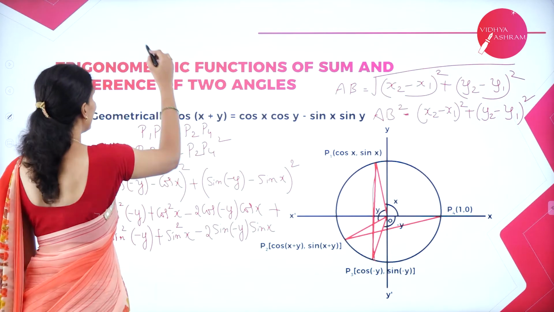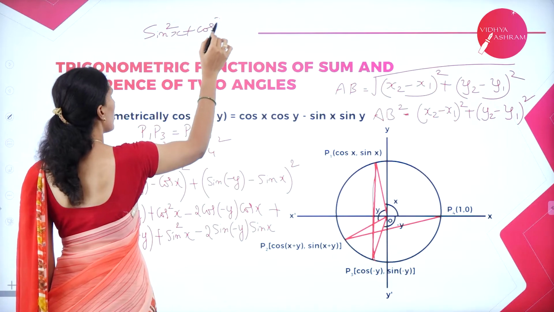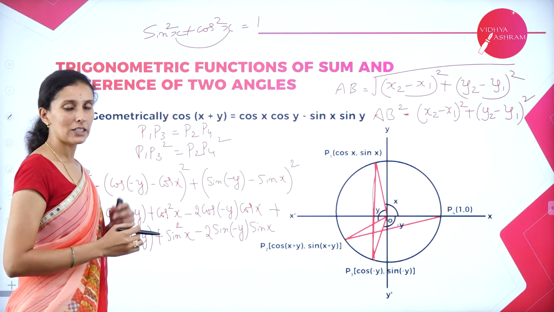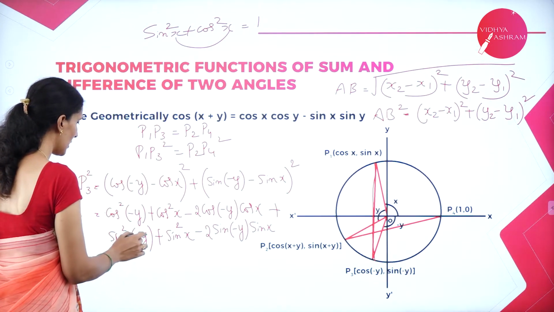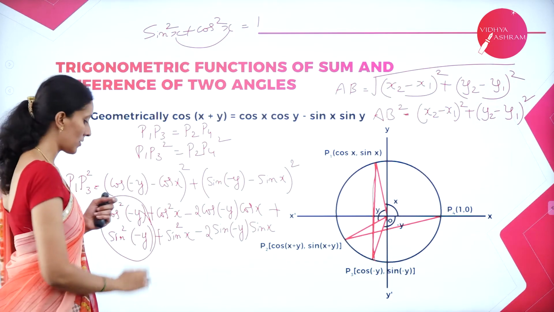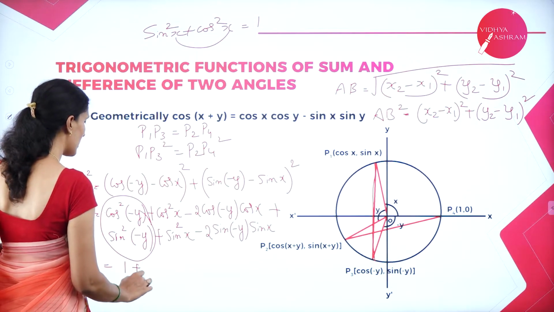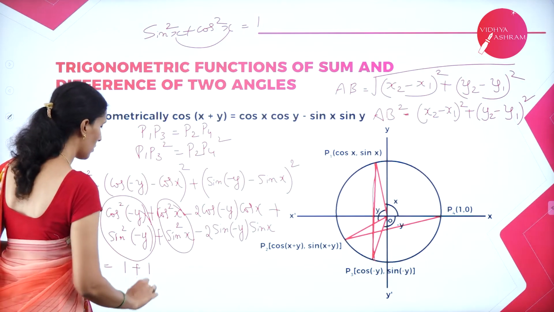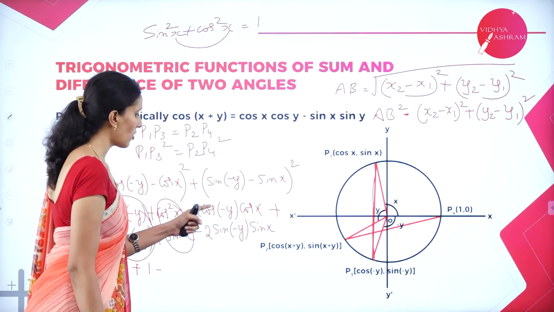Now we know the identity: sine square x plus cos square x is equal to 1. If the angles are the same, the sum of squares of sine and cos is 1. So the same concept I'll apply here. You can see this is in the form of sine square x plus cos square x, so therefore I can just replace it with 1. Next, the same concept here, you can see cos square x plus sine square x, which is nothing but 1.